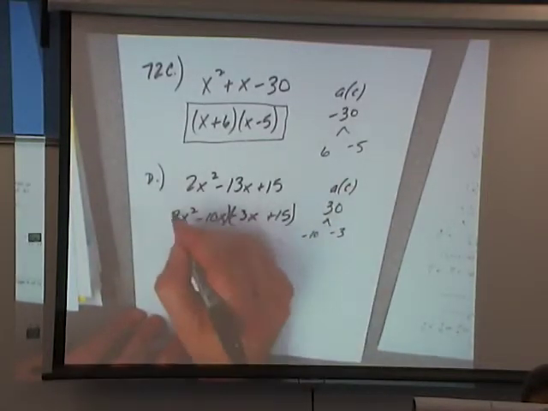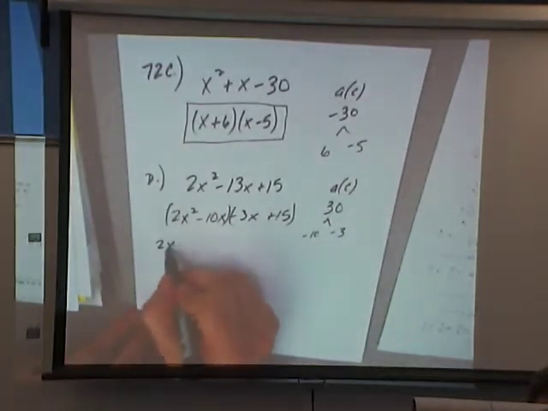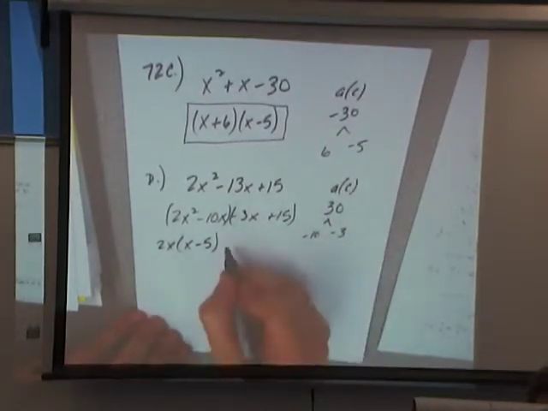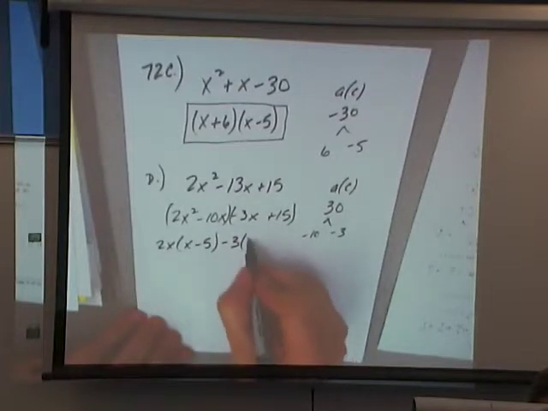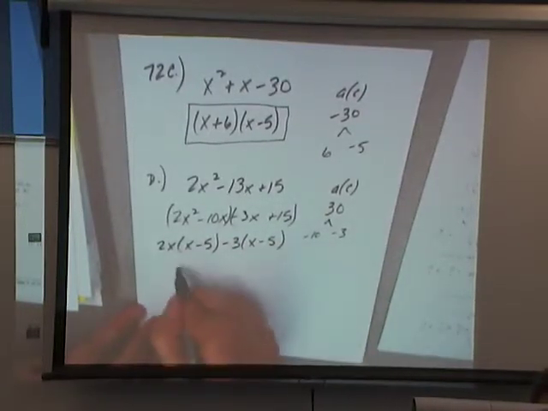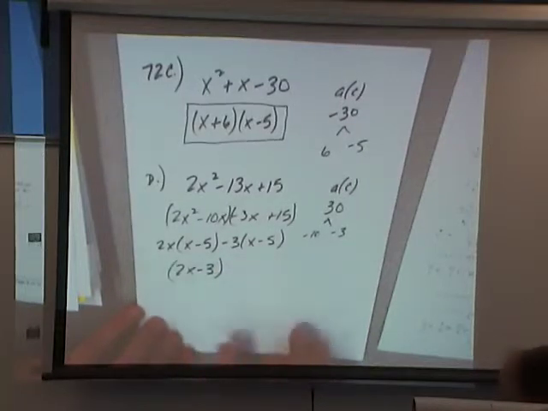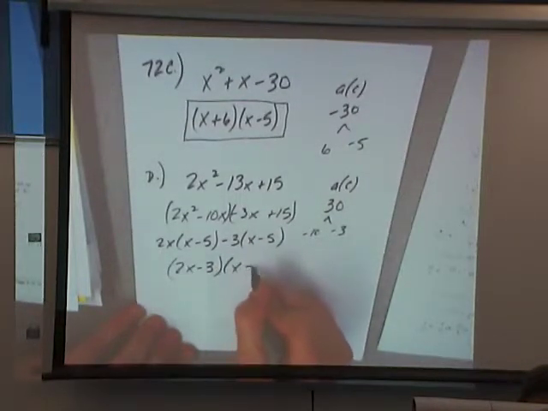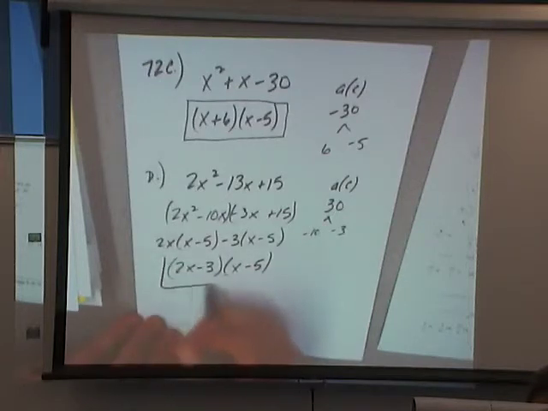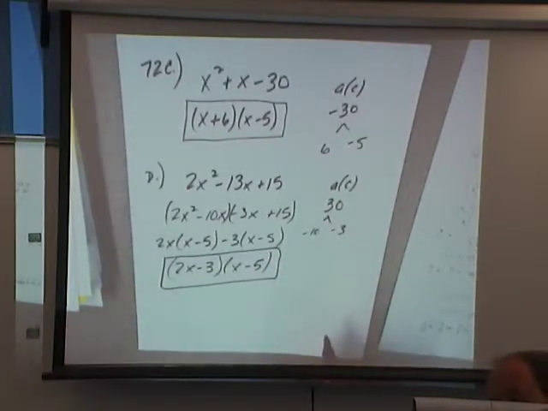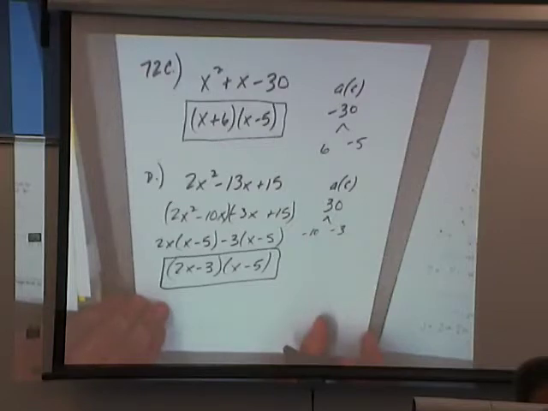Group it by 2's. Pull out a 2x here. That leaves x minus 5. Pull out a negative 3. That leaves x minus 5. So it'll be 2x minus 3 and x minus 5. Yes? It's positive 30. Questions? Go on to E.